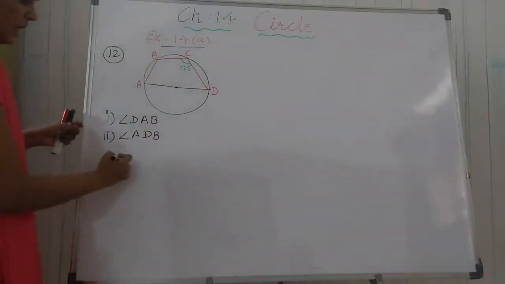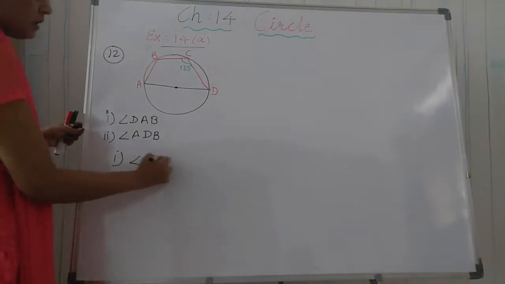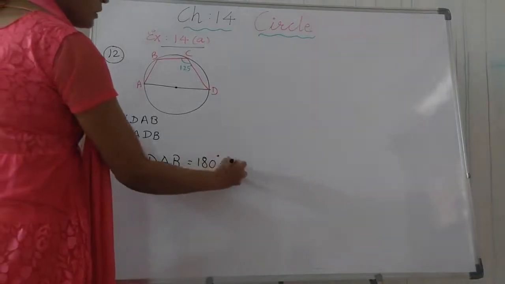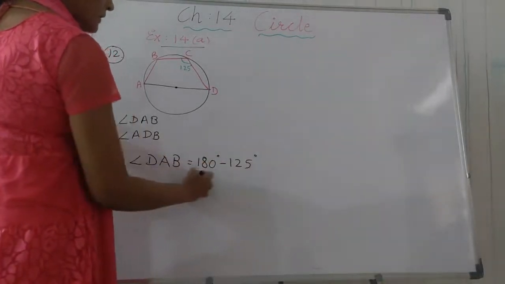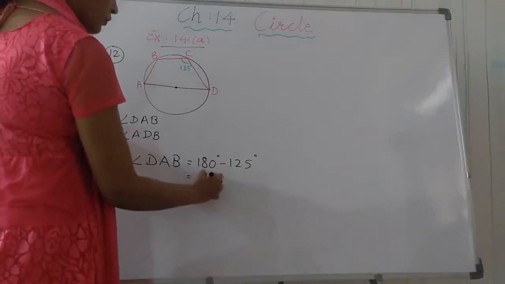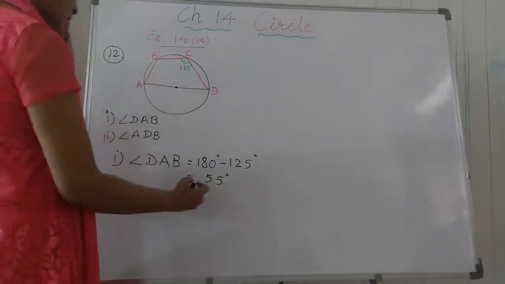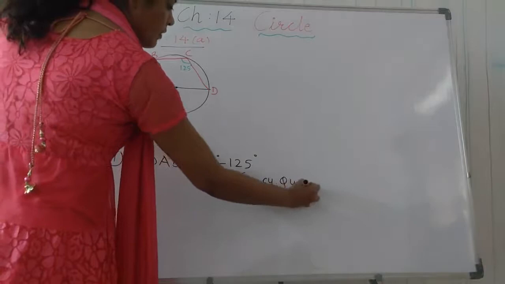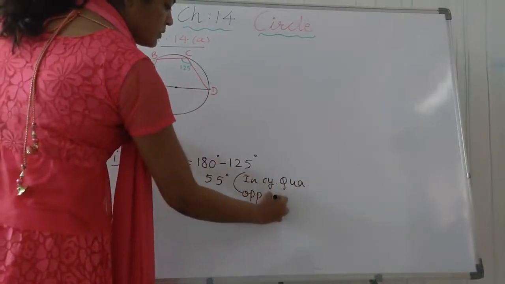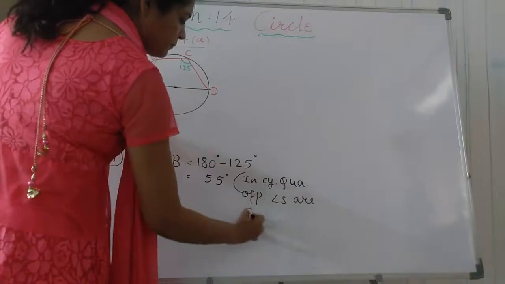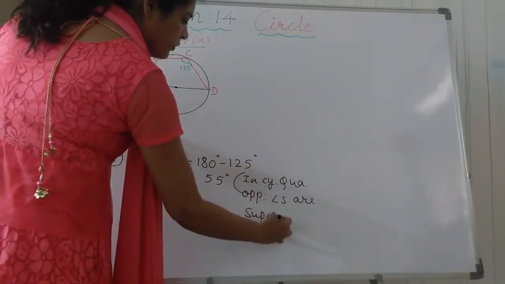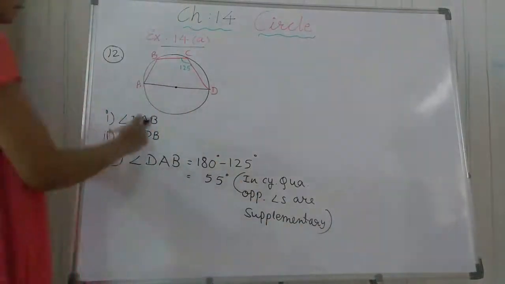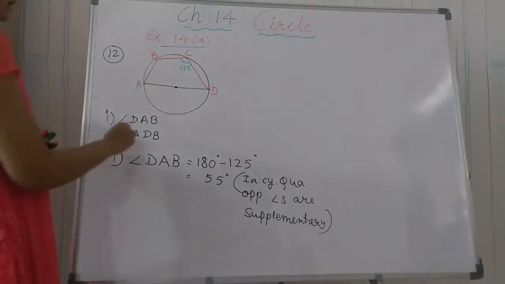I am writing here angle DAB is equal to 180 degrees minus 125 degrees, that is 55 degrees. So here the reason is, in a cyclic quadrilateral opposite angles are always supplementary. So this is the first answer we found here, that is 55 degrees. What they asked to get? DAB. Now let us find angle ADB.